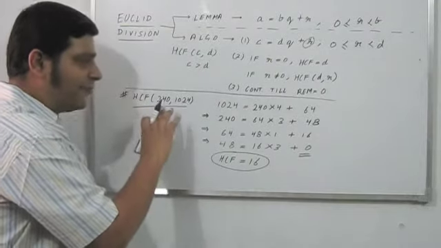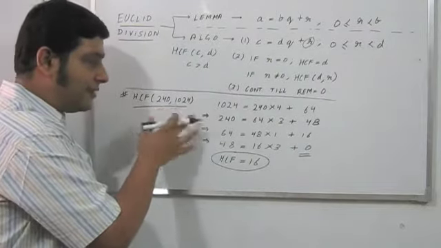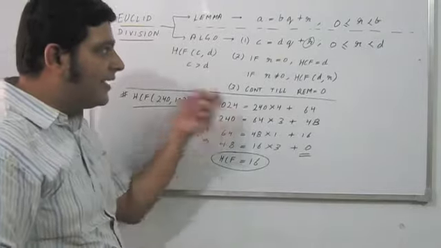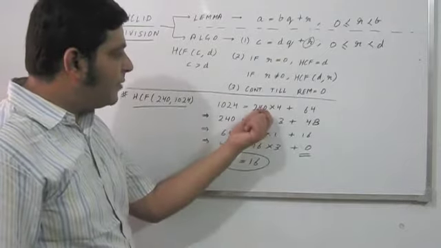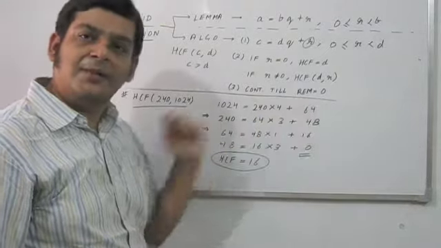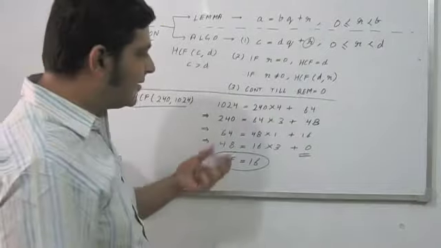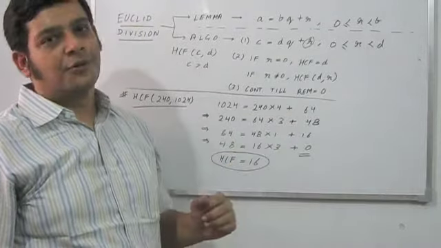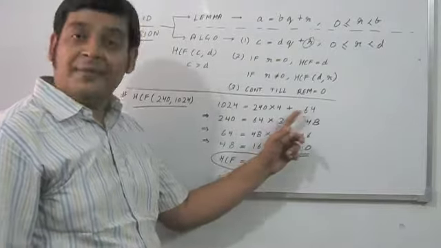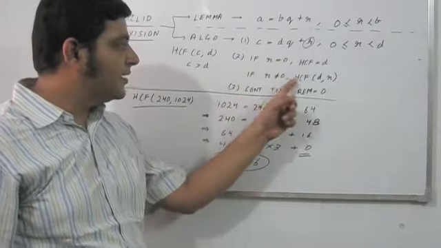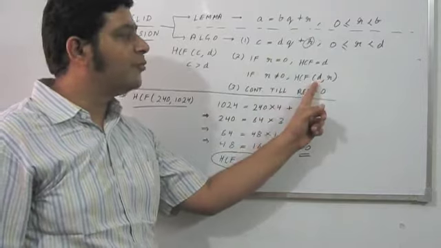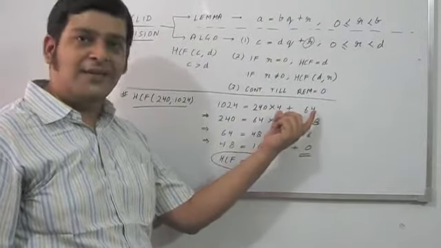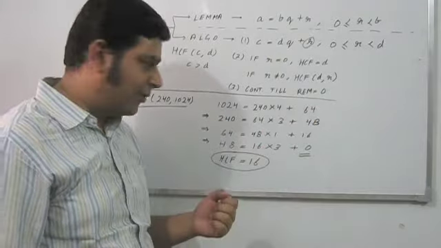Let's say I have to find out the HCF of 240 and 1024. I take 1024, I express it as 240 into a certain number plus the remainder. Now what will I get? A rough calculation: 240 into 4, 960, 64 will be my remainder. My remainder is non-zero. As you can see here, I'll have to continue the process with the smaller number and the remainder. So I continue the process with 240, the smaller number, and the remainder 64.